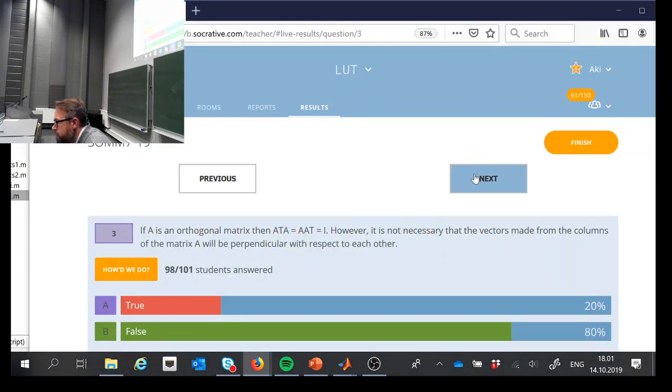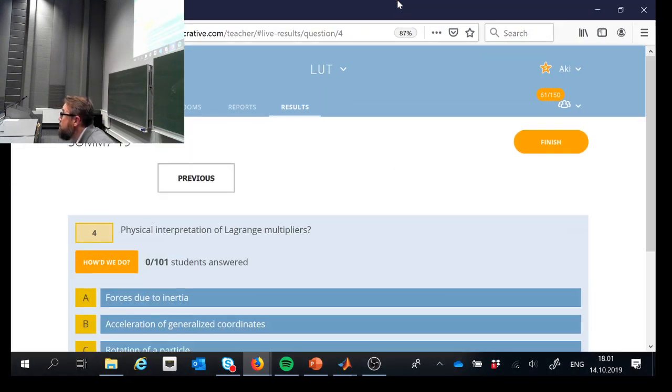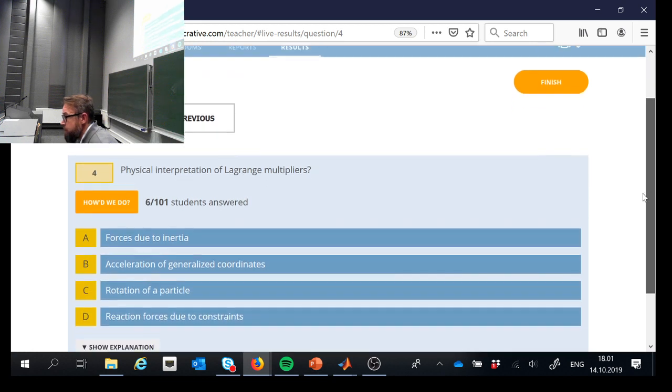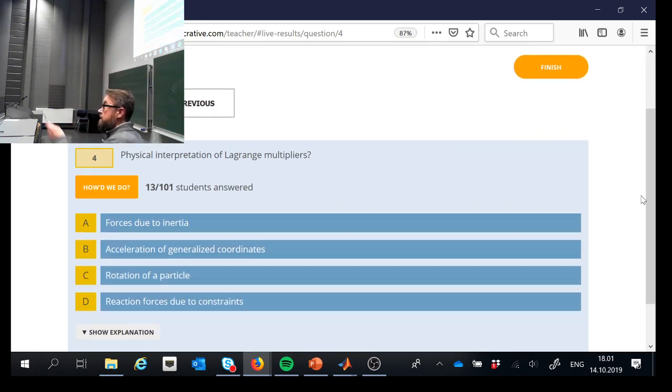Okay, so this is the last one. This is the last one for today, and I can see that it's already 6 o'clock. So: physical interpretation of Lagrange multipliers.